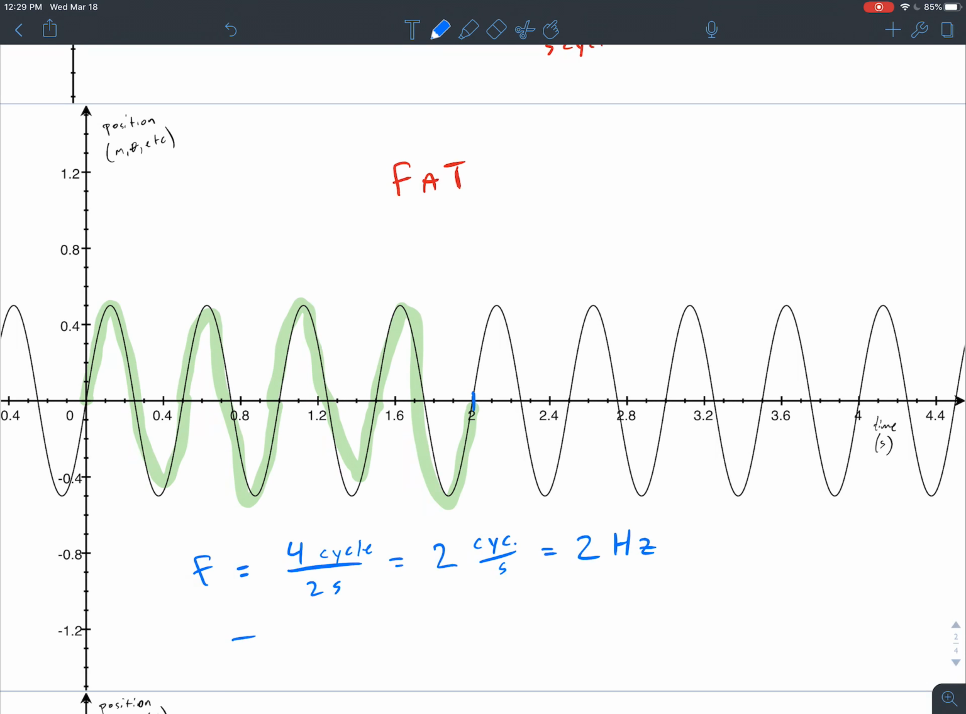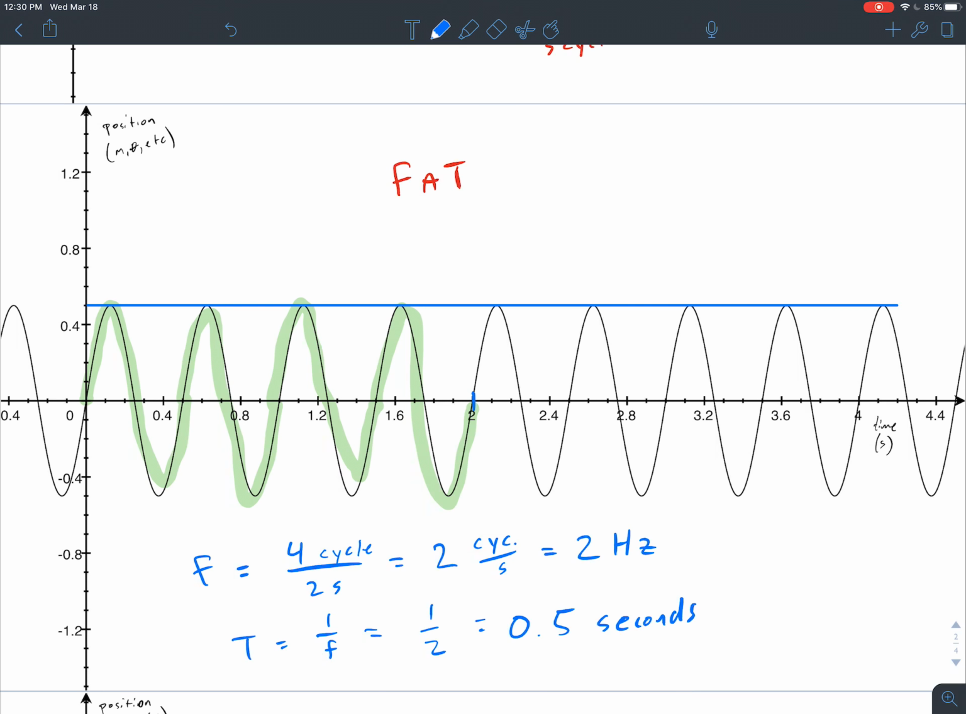Our period is just 1 over the frequency, so 1 over 2 equals 0.5 seconds. And then if we look, we can tell our amplitude is about 0.5. So our amplitude is 0.5, we'll just say meters. Simple. Okay.